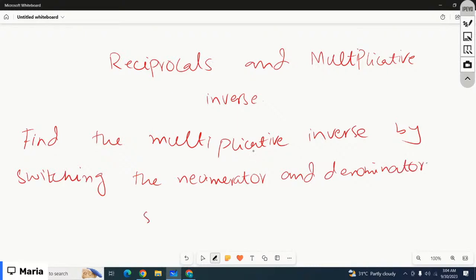For example, you have 5 over 7, right? You have to find the multiplicative inverse of 5 over 7. So the multiplicative inverse of 5 by 7 is 7 over 5. We just have to interchange numerator and denominator, right? Also, when you multiply the fraction and its multiplicative inverse, the answer is always 1. Like 5 by 7 times 7 over 5, their product is always 1. 5 times 7 is 35, 5 times 7 is 35, and you are left with just 1, right? So this is the multiplicative inverse.